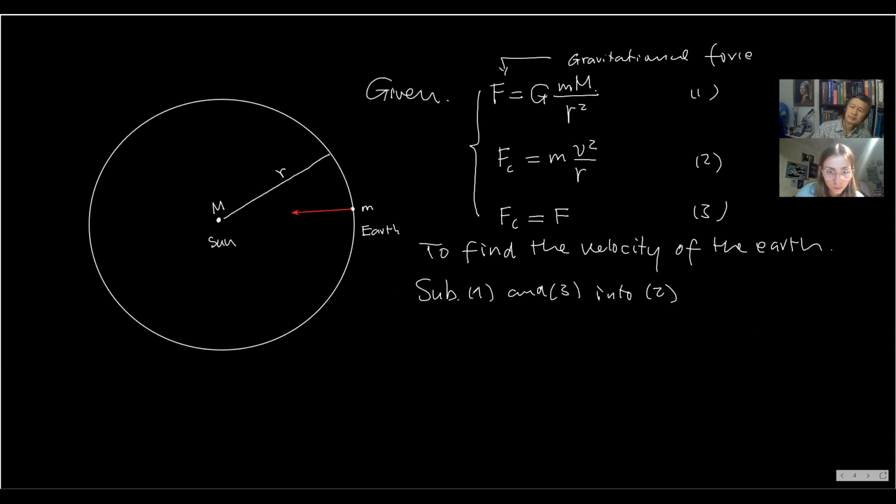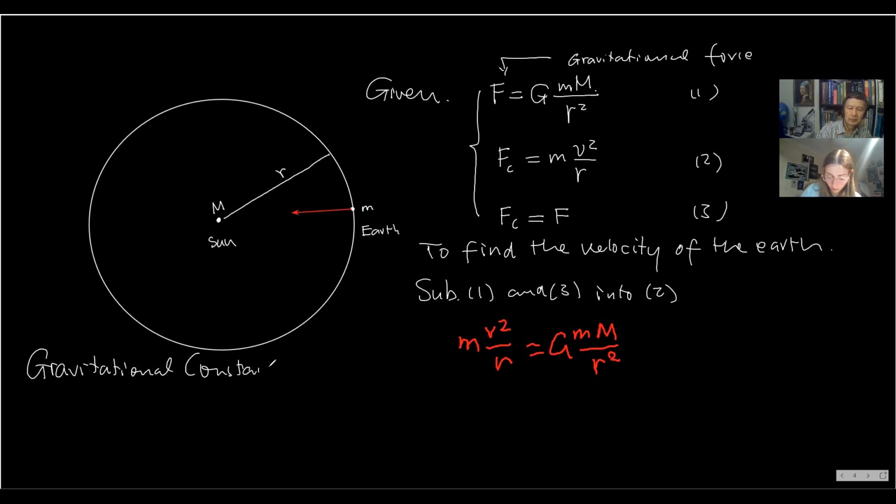That's right. G is a constant, so this is the gravitational constant. G is a very small number. Yes, this is our equation 4.